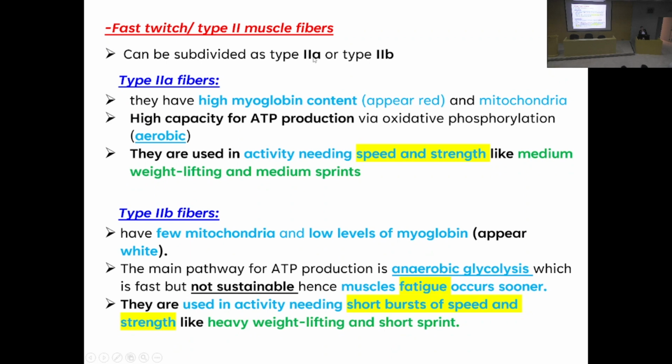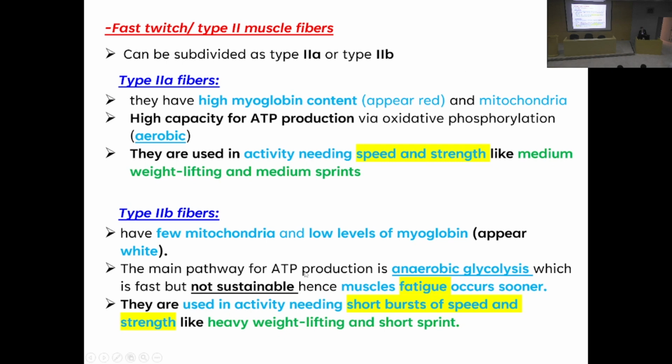The 2A are red, the 2B are white. The 2A are very rich in vessels, unlike the 2B. The 2A is rich in vessels, so they are pale red, unlike the 2B, which appear white because they have a very low level of myoglobin. The type 2A fibers are very rich in mitochondria, unlike type 2B, where very few mitochondria exist. As we said, if we have a lot of mitochondria, it means we have ATP production by oxidative phosphorylation, so it's an aerobic pathway.